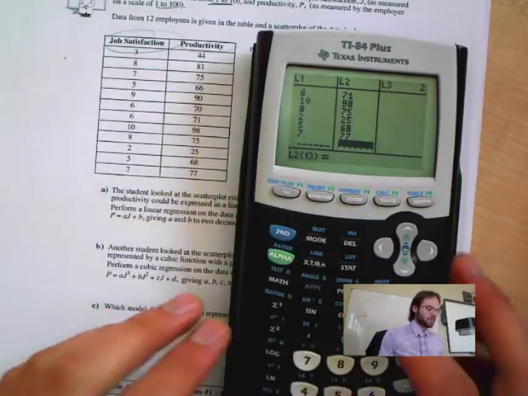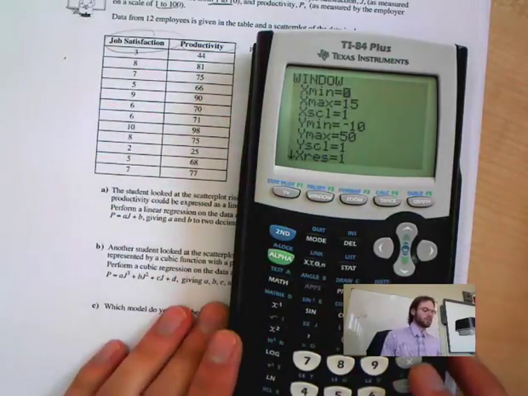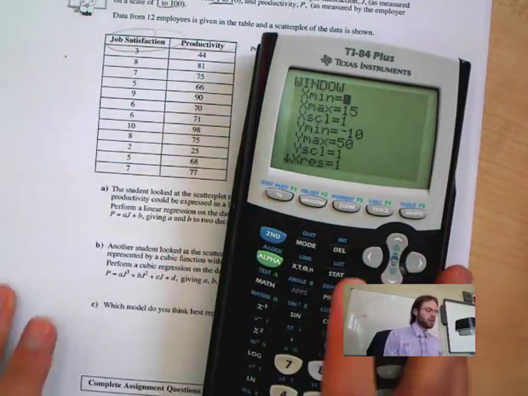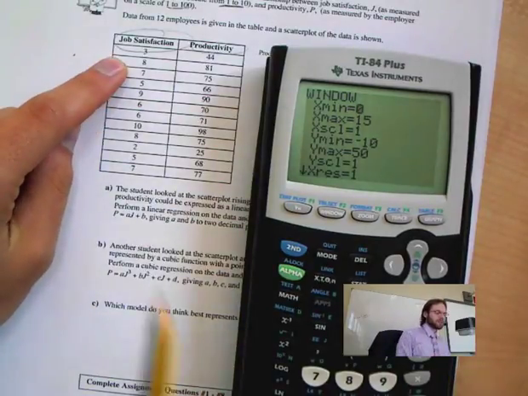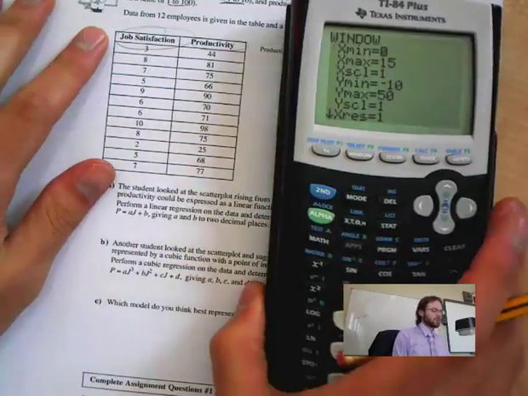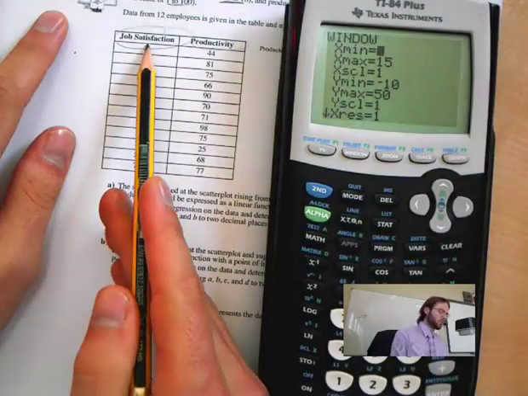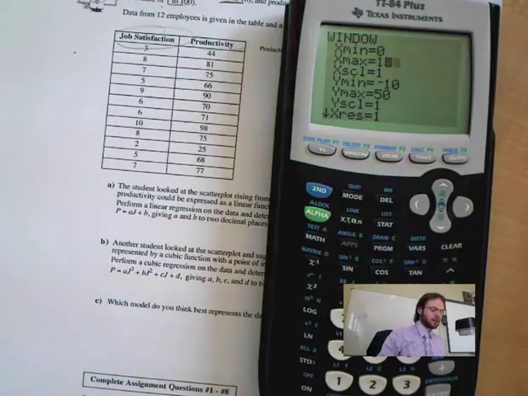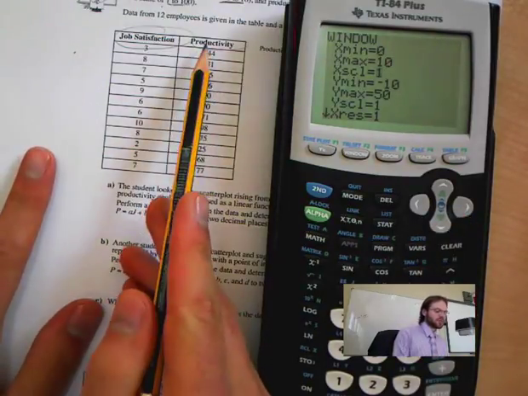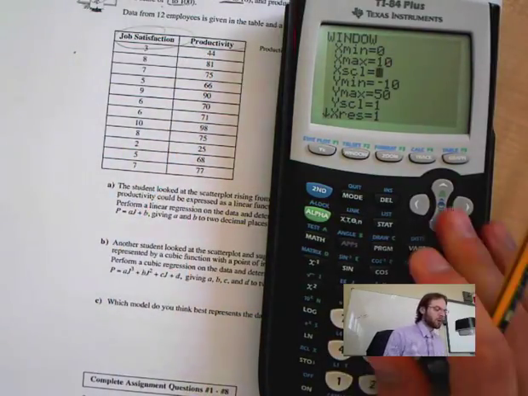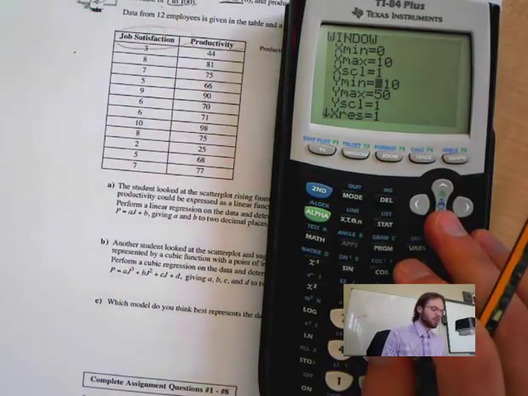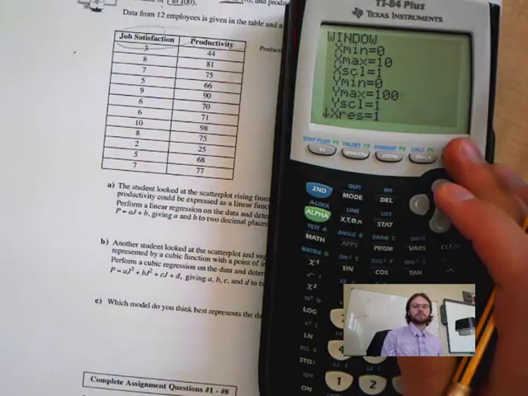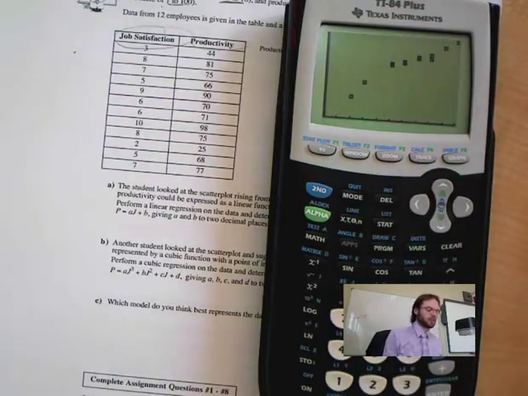Now, we go into my window, because we're going to graph this. Put on y equal, and then window. If I take a look at this, my x is my job satisfaction, right? This is always my x. And it's between 1 and 10, so I'm going to go between 0 and 10. The next part is my productivity, which is between 1 and 100. So I'm just going to go between 0 and 100 for my y. And now I'm going to graph it, and it looks something like that.